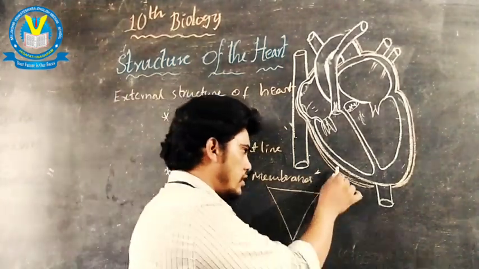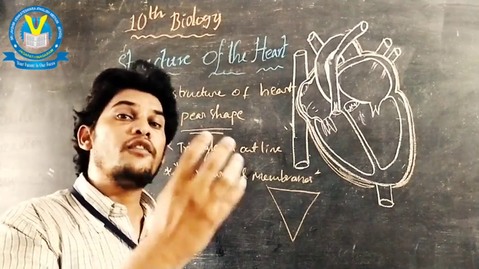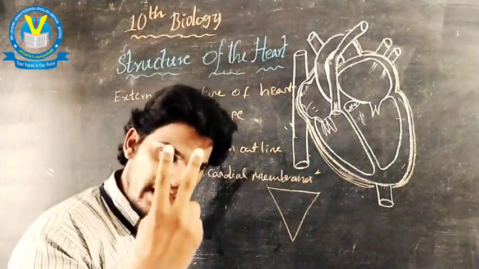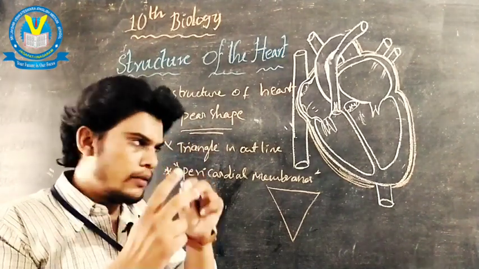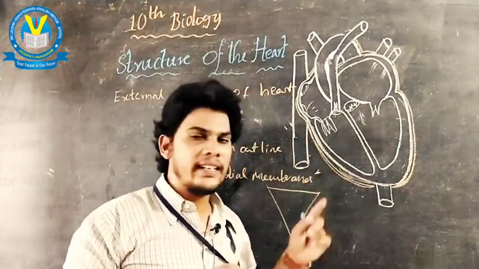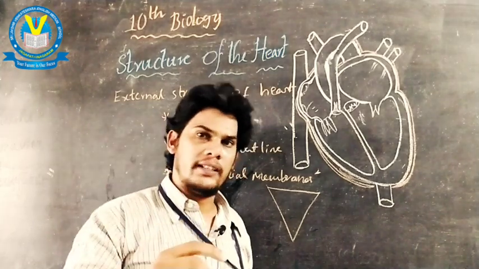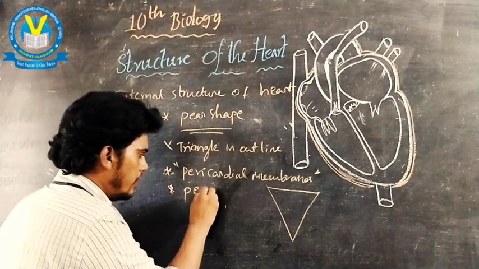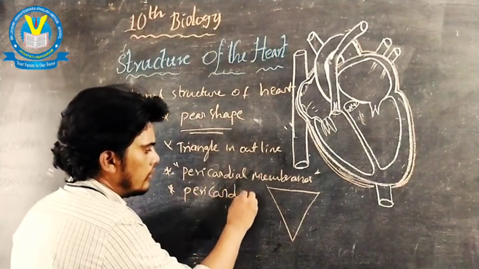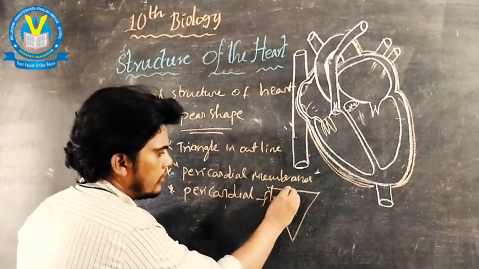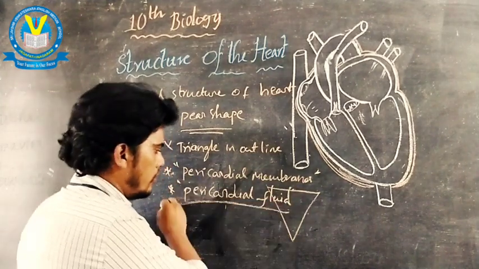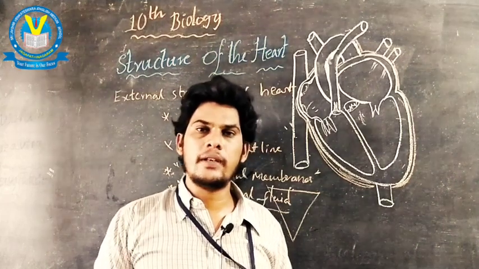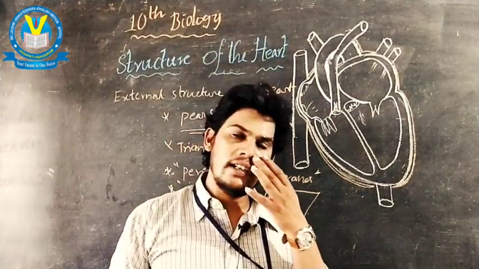Between these two pericardial membranes, as we discussed, there is a fluid. In the gap between these two pericardial membranes there is a fluid. That fluid is called pericardial fluid. What is the name of the fluid that is present between the pericardial membranes? It is pericardial fluid.